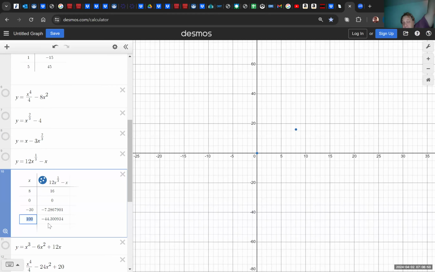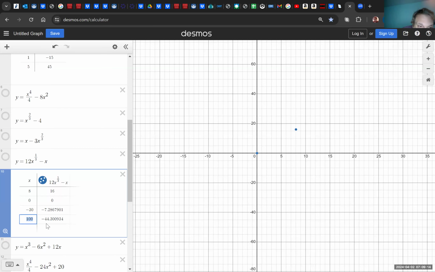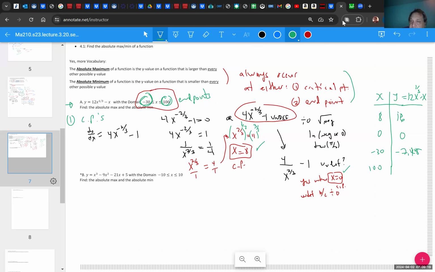So what is the largest possible y value? It's 16. 16 is bigger than 0, bigger than negative 7, bigger than negative 44. So the absolute maximum is 16. So right here, we have 16, 0, negative 7.28 and negative 44.3. So this is the largest y value. So y equals 16 is the absolute max.